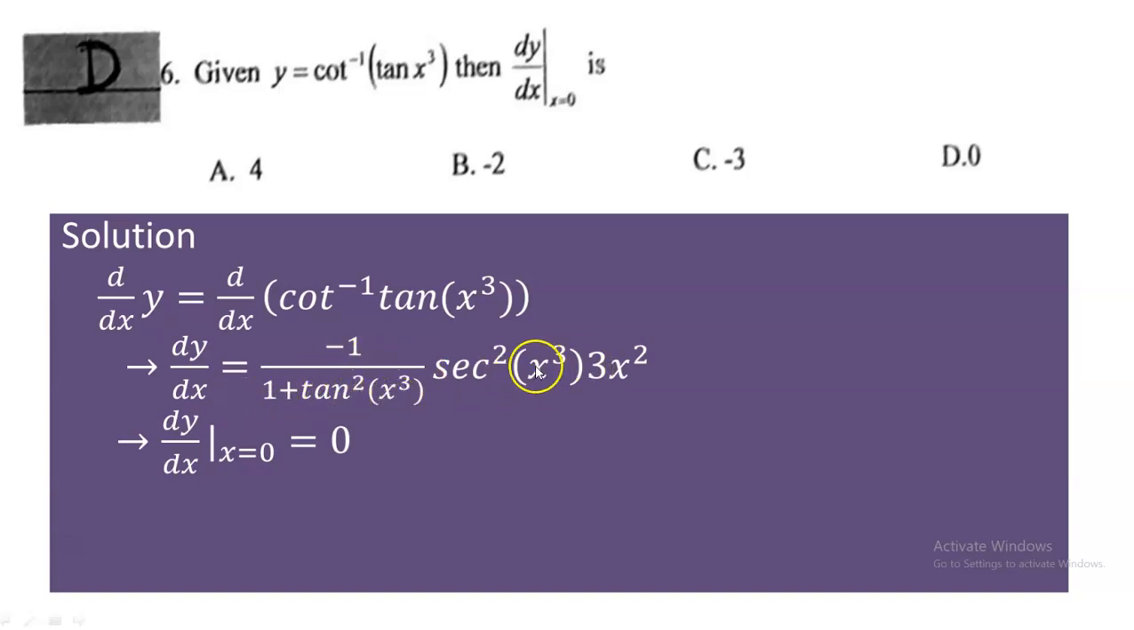And here, even though sec squared 0 makes 1, because of having x outside here, 0 squared is 0, 0 times 3 is 0, so everything goes 0. 0 divided by 1 is 0. So the answer for this particular question, that is, dy by dx at x equals 0, is going to be 0. And this is available in D there. So the answer for this is going to be what? D. So having this into account, what comes next is question number 7.